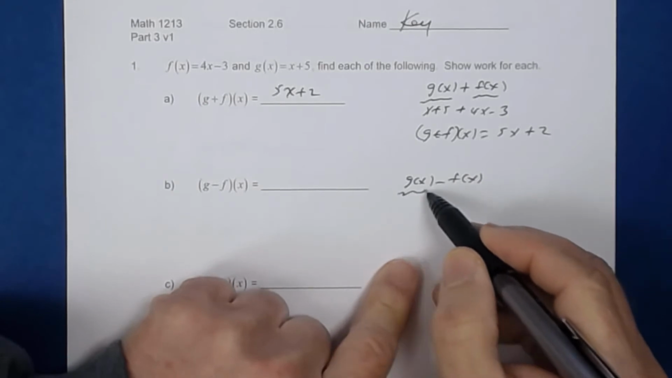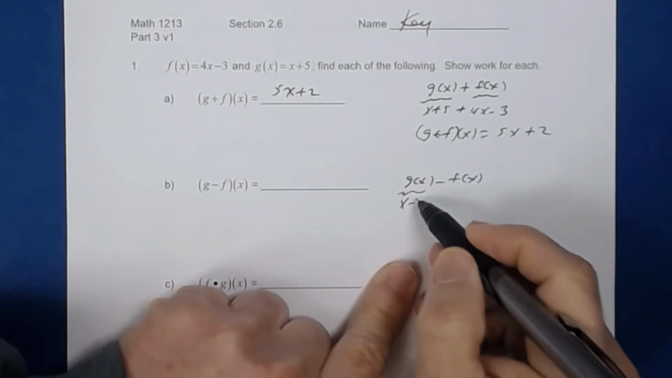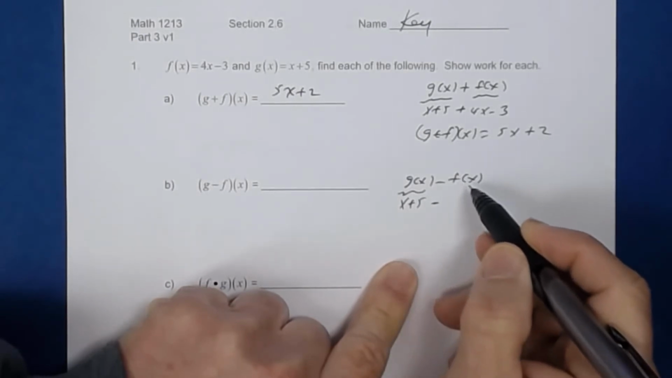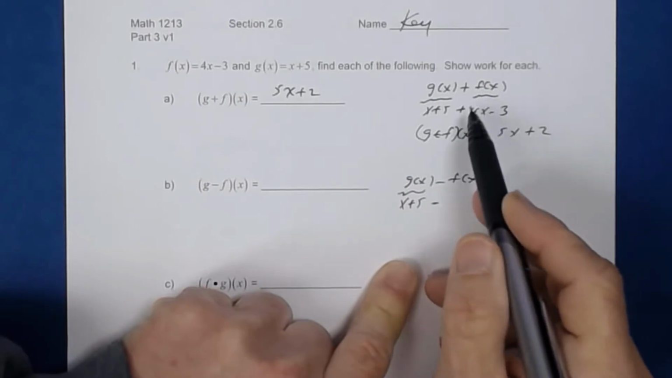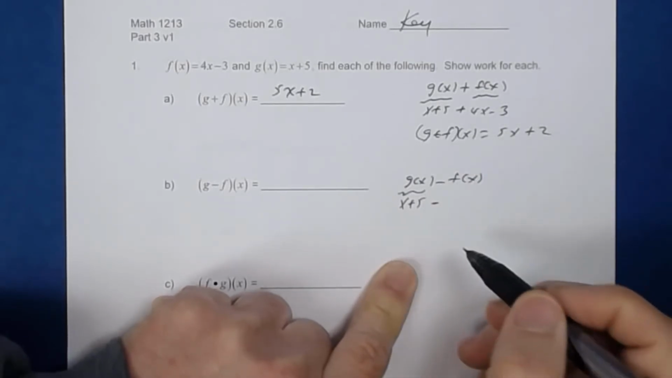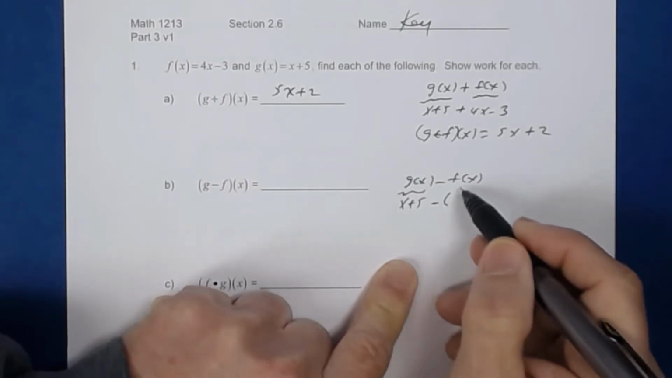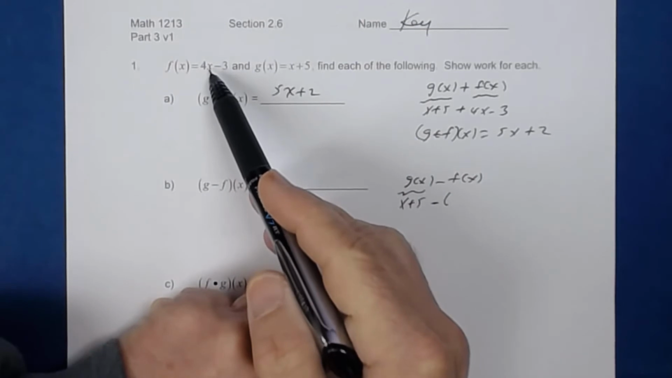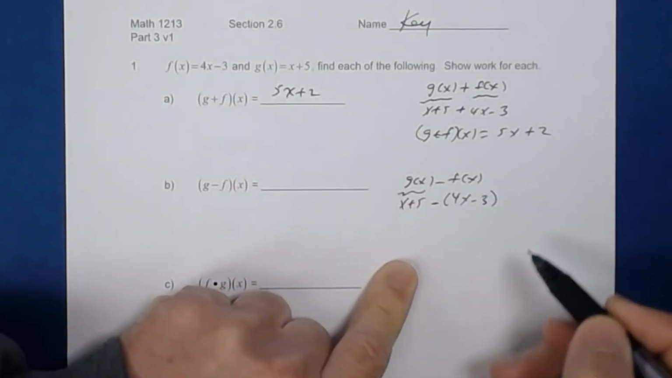All right, so g of x, we know what that is. That's equal to the expression x plus 5. But I'm subtracting f of x. See here, I didn't put that in parentheses because it wasn't needed. It was not needed that I put the function f of x in parentheses or g of x in parentheses. It wasn't needed, but here it is needed because I'm subtracting every term that is f of x. So f of x is 4x minus 3, so that is needed.